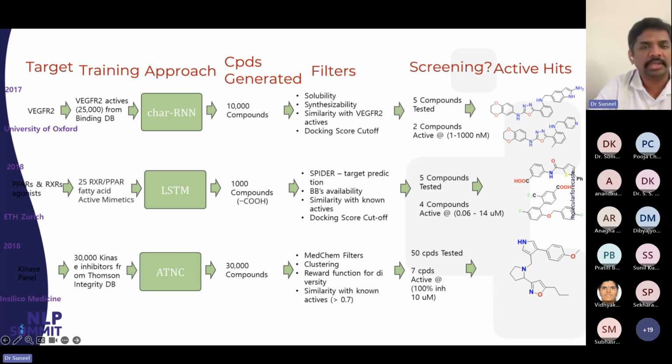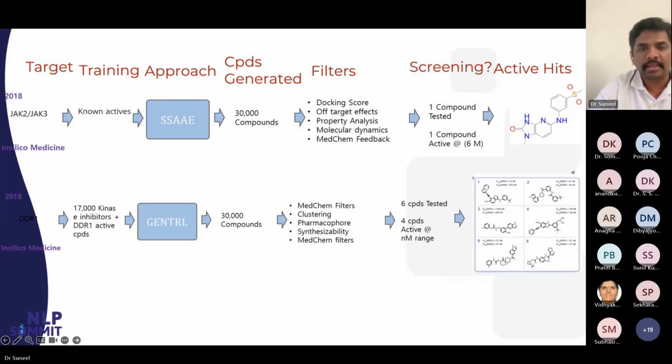And is there any success story? Yes. They tested 5 compounds in the study, and 2 compounds are micromolar potent. And here they tested 5 compounds, and 1 compound is nanomolar potent. And in the third case study, they tested 50 compounds, and 7 compounds are active. And similarly, there are more.